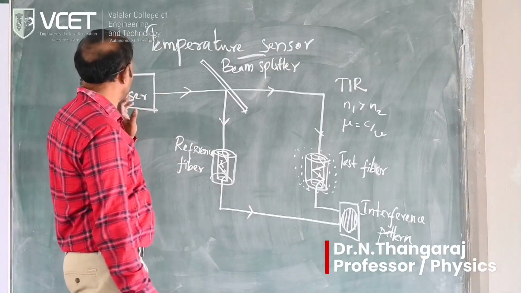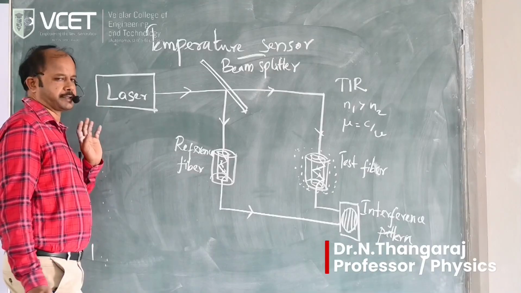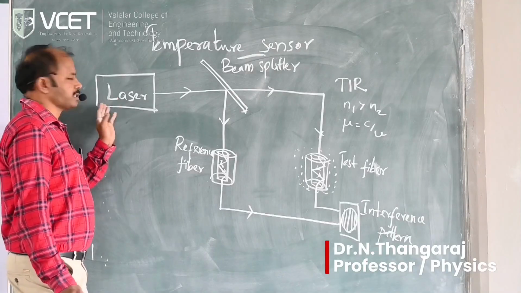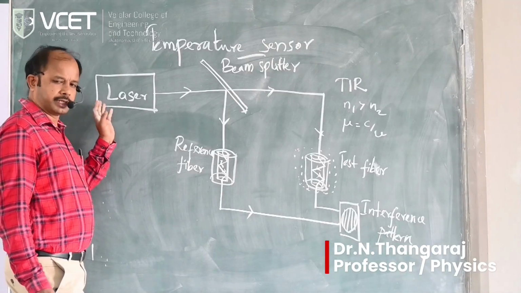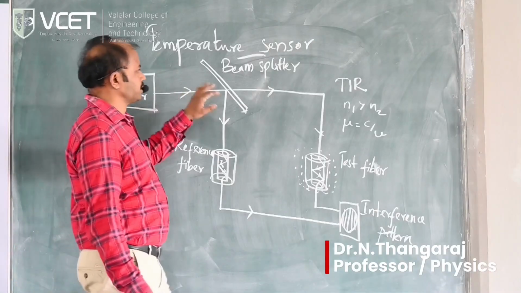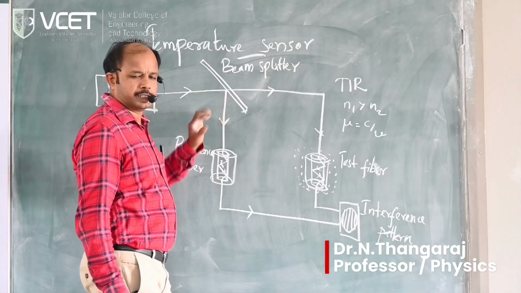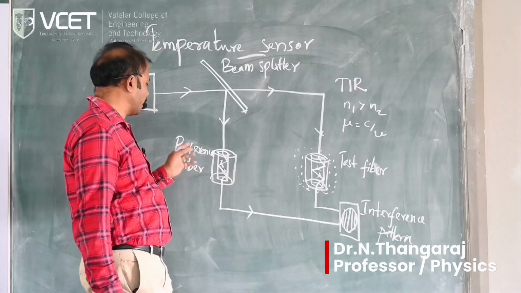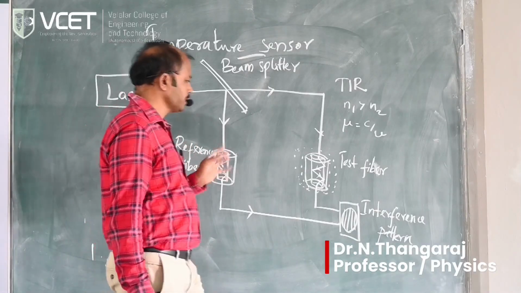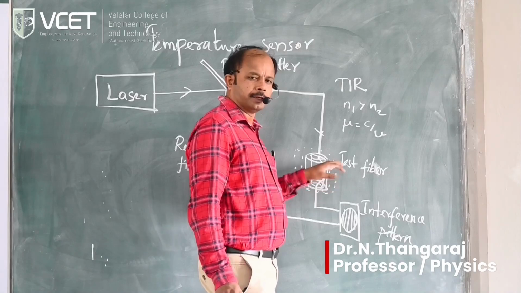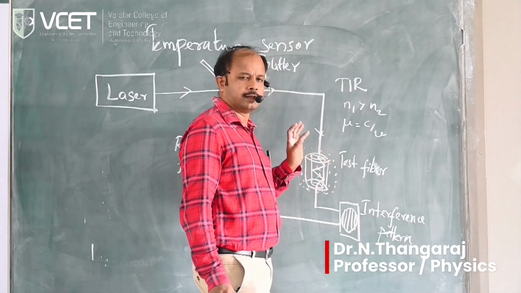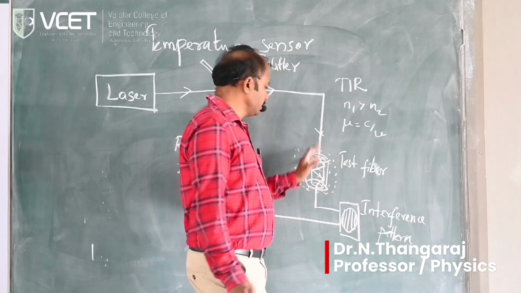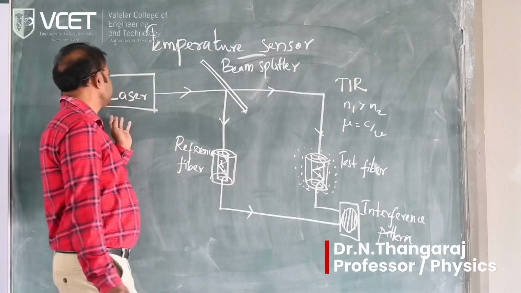Now we are going to see the description. It consists of a monochromatic source, that is a laser. It also consists of a beam splitter, which splits the source into two. Here there are two fibers. One is the reference fiber. The other fiber is kept in the measuring environment, that is the test fiber.